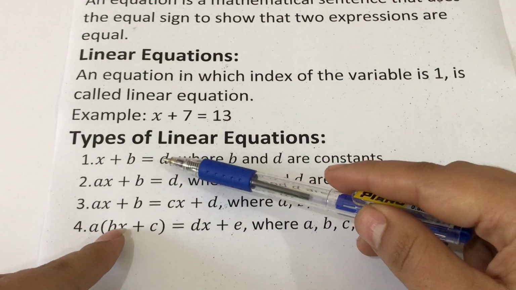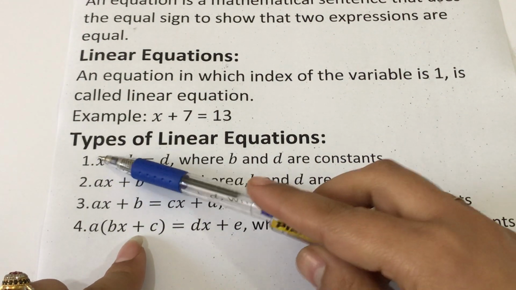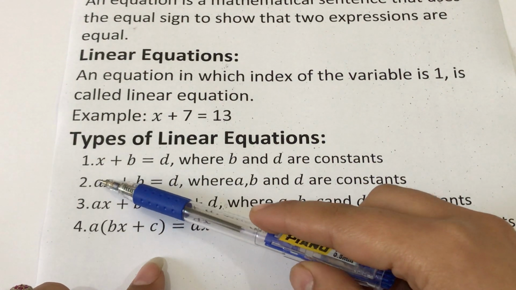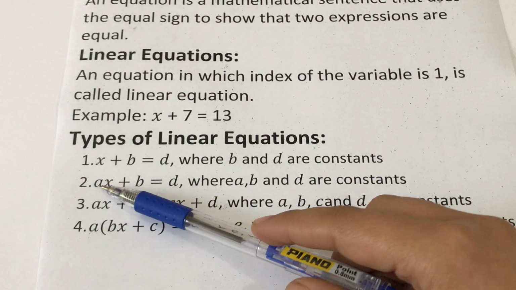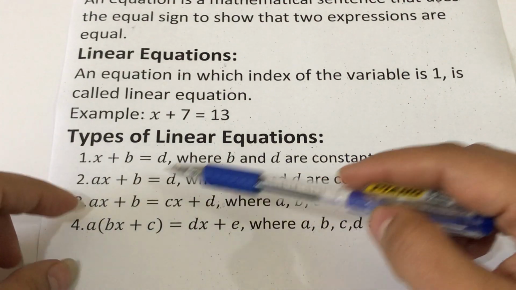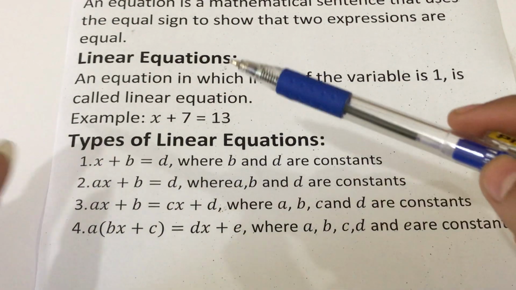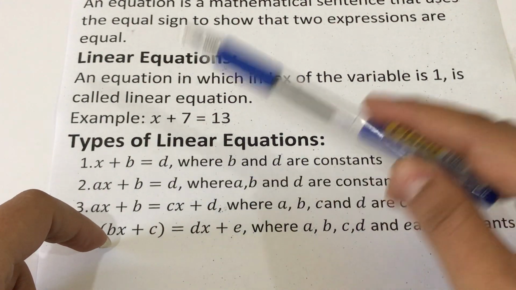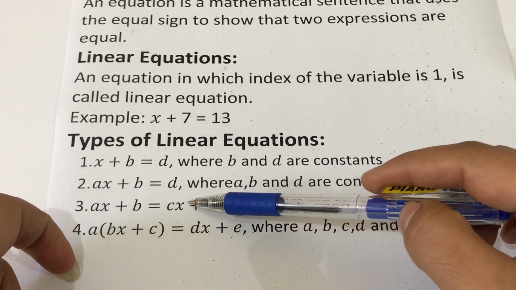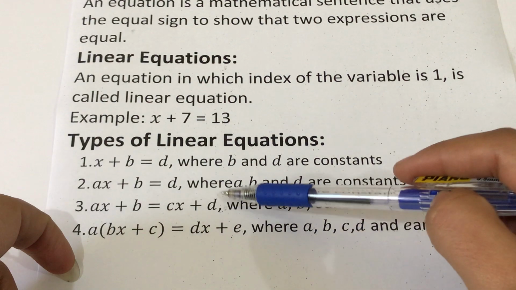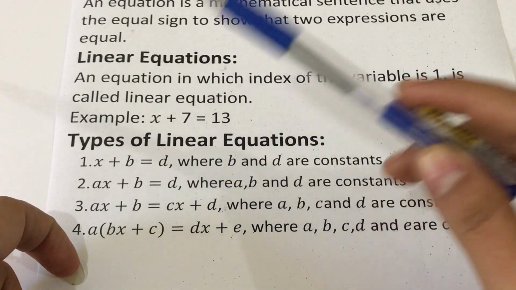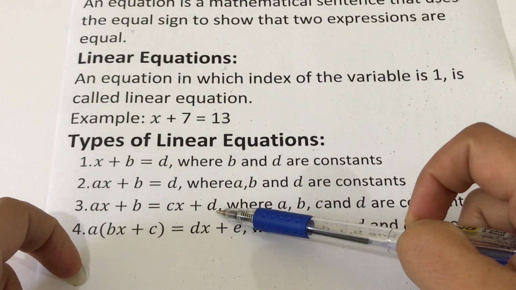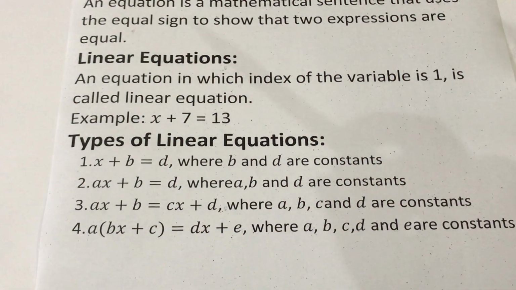So the difference between first and second: in the first we have only one coefficient with the variable. In the second you will have any other coefficient except 1. And in the third type of equation we will have 4 terms. In the first and second types of equation we always have 3 terms. In the third type we will have 4 terms: 2 variable terms and 2 constant terms, right?